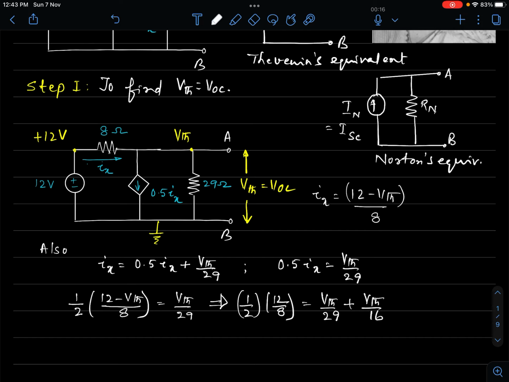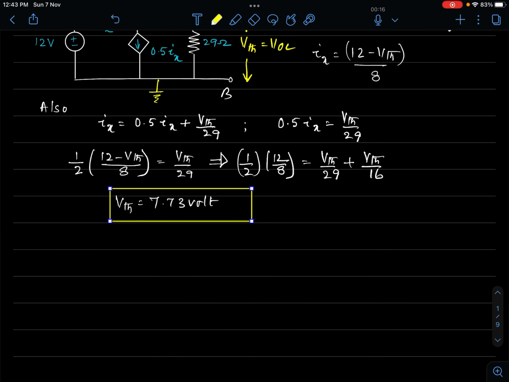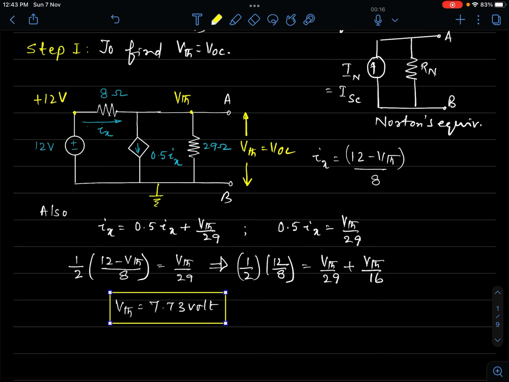If I simplify this, I will get VTH equal to 7.73 volt. This is a simple algebraic equation which I can simplify. So we are able to find the Thevenin's equivalent voltage, VTH, also known as the open circuit voltage. We opened the terminals A and B, and we see the voltage appearing across the terminals A and B.